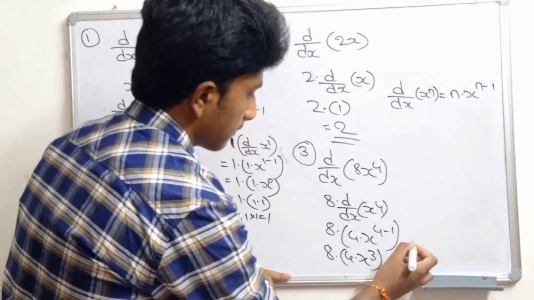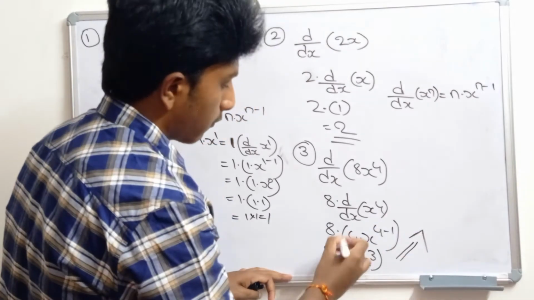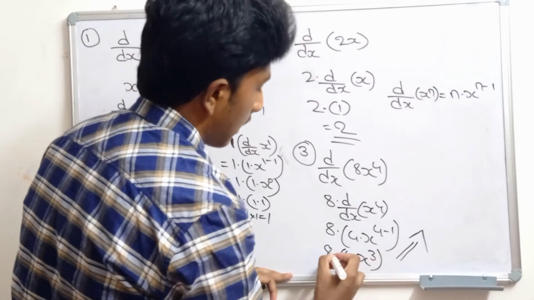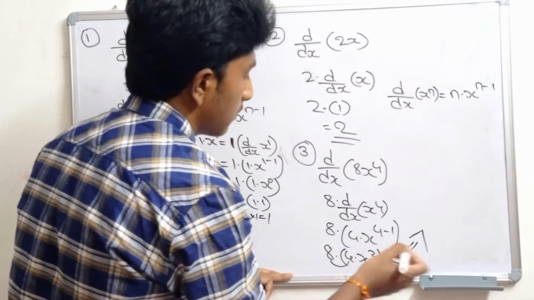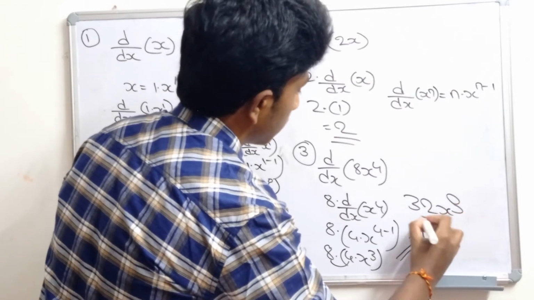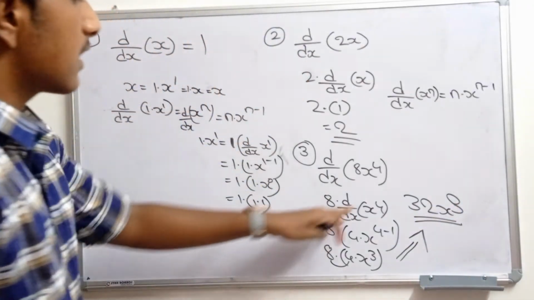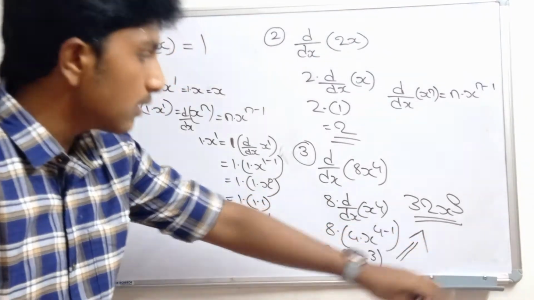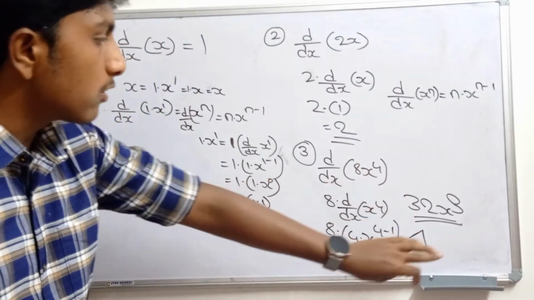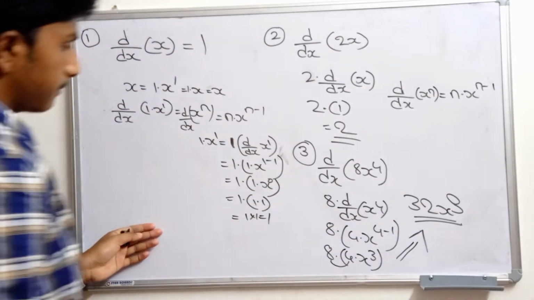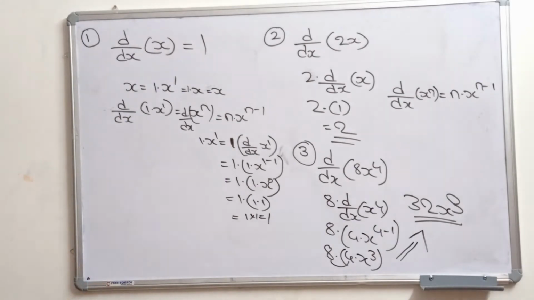That means I am writing it here: 8 into 4 into x cube, since 4 minus 1 means 3. 8 fours are 32 into x cube, that is 32x cube. So when you differentiate 8x power 4, you will get 32x cube. Guys, is it clear? Shall we move to the next one?